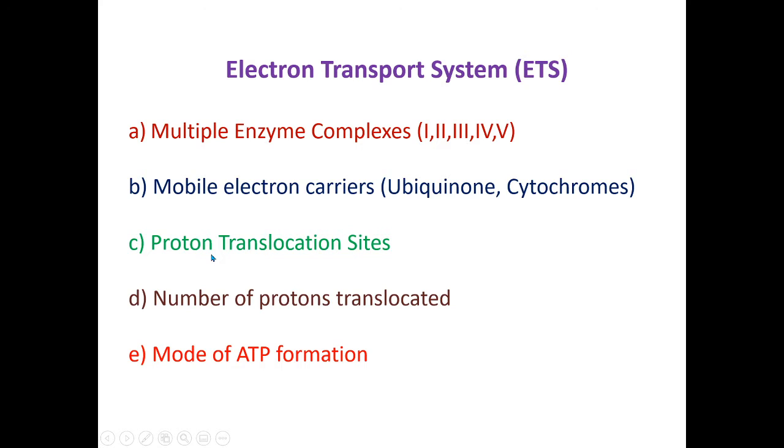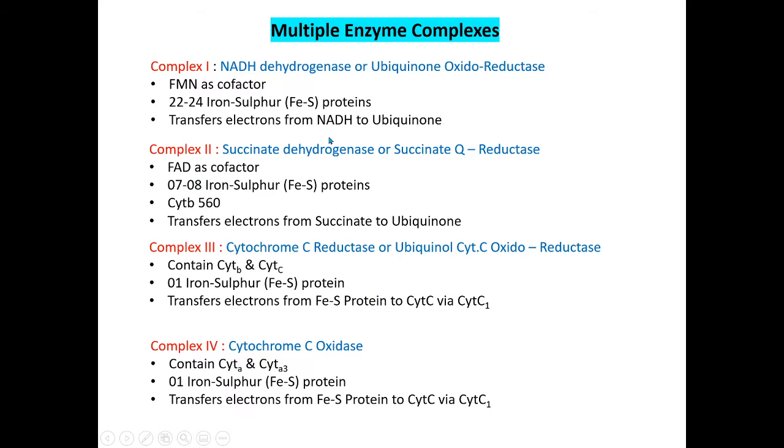The first one is the multiple enzyme complexes. A total of 5 enzyme complexes take part in the electron transport system, out of which enzyme complexes 1 to 4 are purely involved in electron transport, and the fifth one is involved in ATP formation. The fifth one is ATP synthetase. We will see these multiple enzyme complexes one by one.